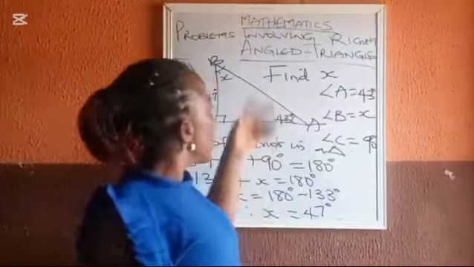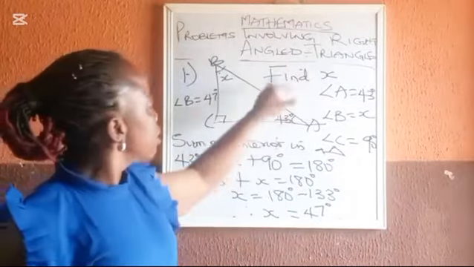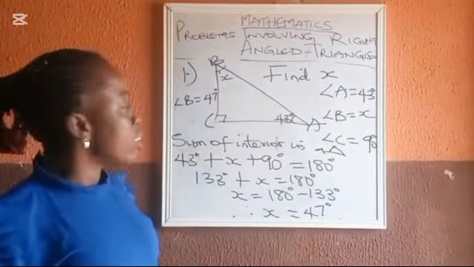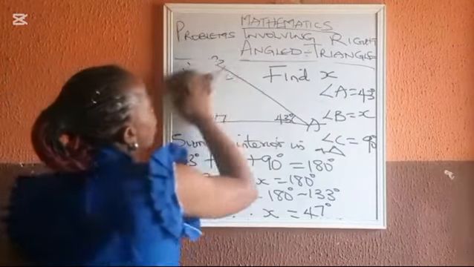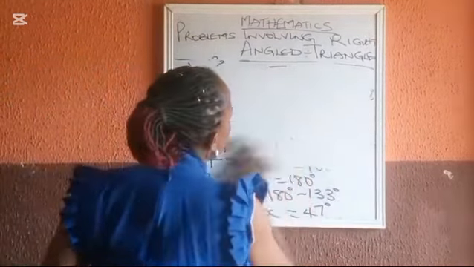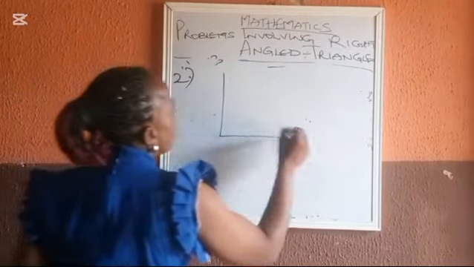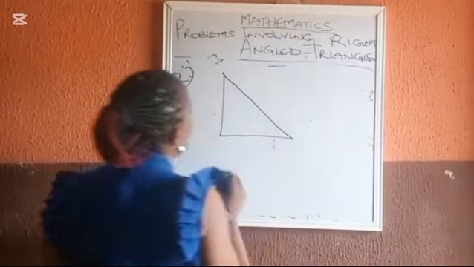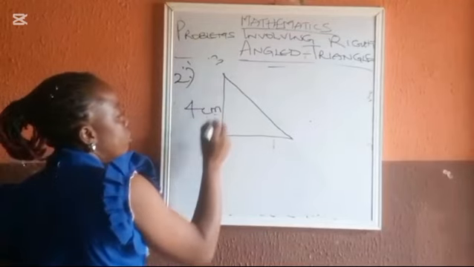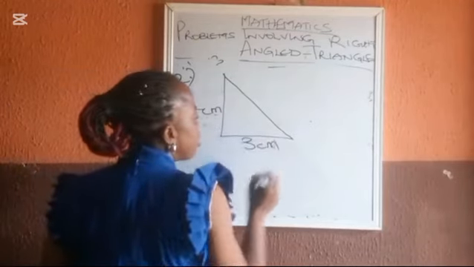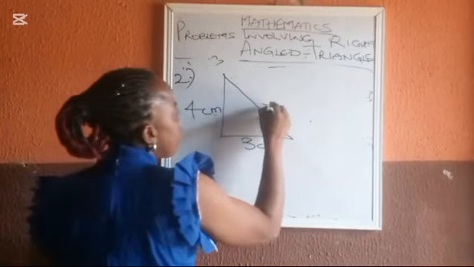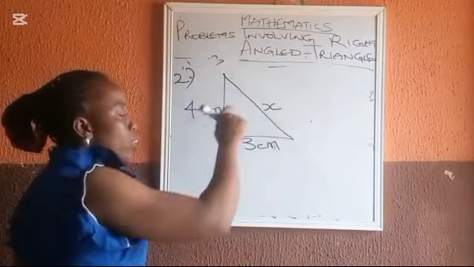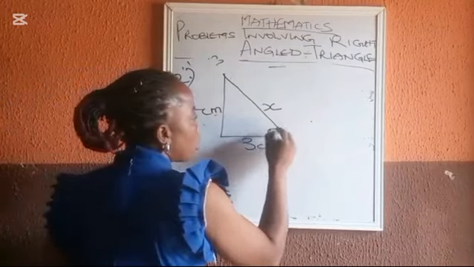As well, we can also be asked to find, let's say, a side. Maybe we are given some of the sides. Let's take another example. You have this. Alright, so this side is given as 4 centimeters, this side is given as 3 centimeters, and this side is given as S, that is the unknown. We have to find the third side. This is our angle theta.